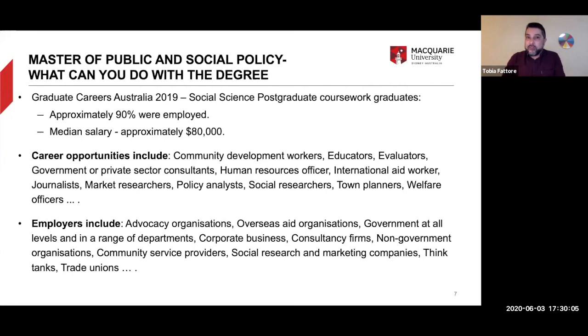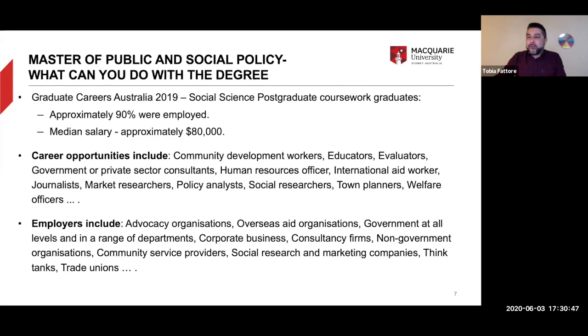Now, in terms of graduate outcomes, the data from the most recent graduate surveys, the Graduate Careers Australia survey from 2019, showed that for those students who are social science postgraduate coursework degree graduates, when they left, like the year after, approximately 90% of them were employed, right? And approximately 84% in a full-time position. And the median starting salary, once they graduated, was approximately $80,000 per year, which of course, if you develop a policy career, that increases.